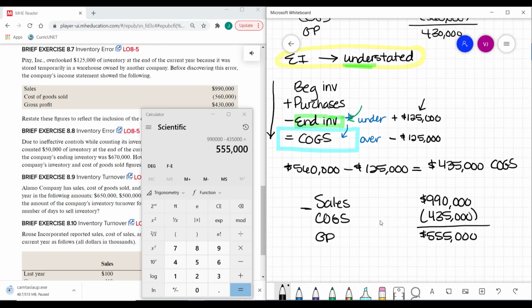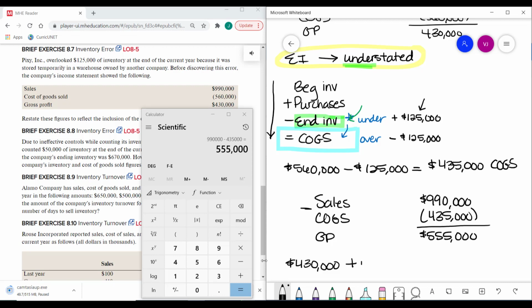How else could we have gotten the gross profit? Well, again, it was 430, but since we're subtracting a smaller number as cost of goods sold now, that's the correct number. It leaves us with more gross profit. So we would add that 125 into 430. Let's see if we get the same answer. That's 555.